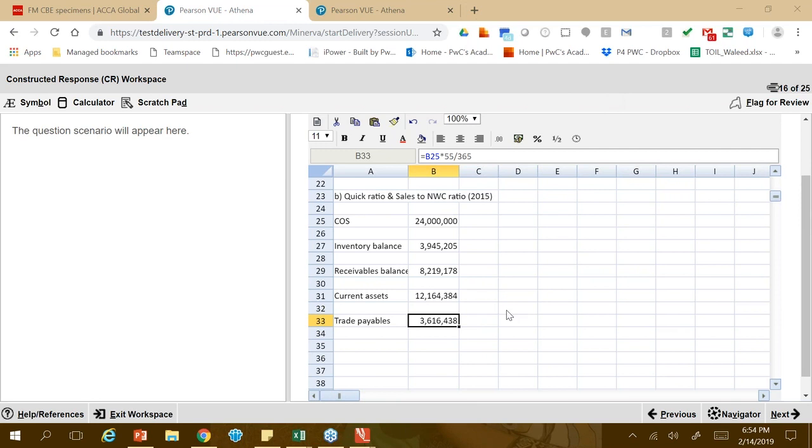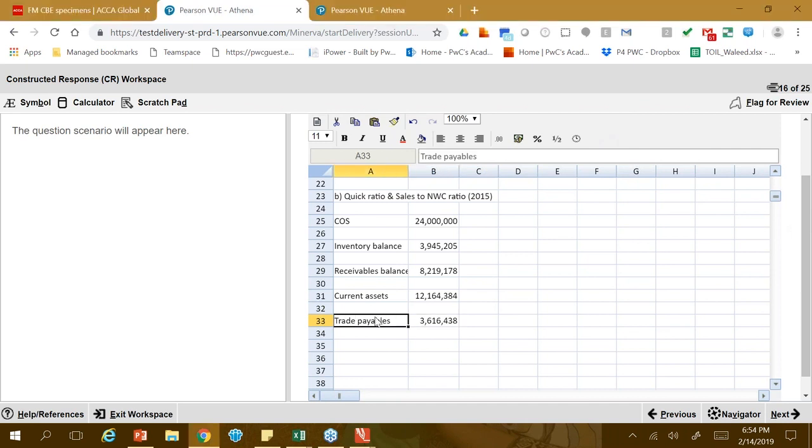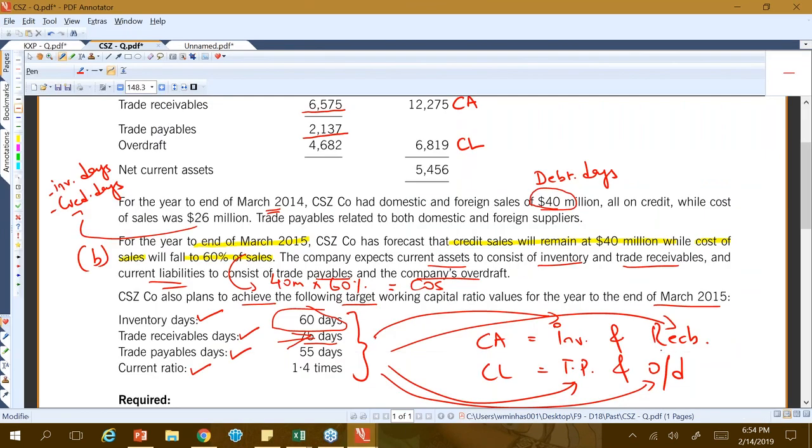Now, can you think of an issue with this calculation which I have done? Because of doing this trade payables calculation, can you think of any issues that have arisen at this point? Well, yes, the overdraft is not calculated. I told you, we don't really need the trade payables here because I do not have information to do the overdraft. Remember, their current liabilities were trade payables and the overdraft. So how do we get that information? There was no information on that, but instead I have the current ratio. Yes, smart, well done. Current ratio.